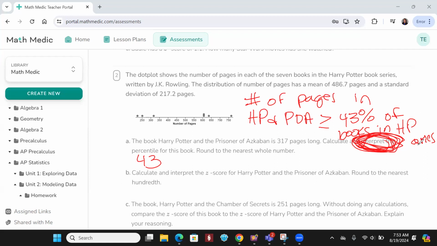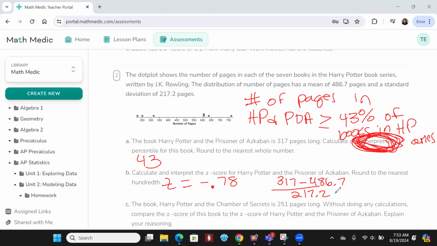Okay. All right. Calculate and interpret the z-score for Harry Potter and the Prisoner of Azkaban. What'd you come up with? The z-score was negative 0.78. The way you would have done that is we got 317. We subtract the mean. The mean was 486.7. We divide by our standard deviation of 217.2. Right? Okay. Then we go to our z table and we find it. Okay.